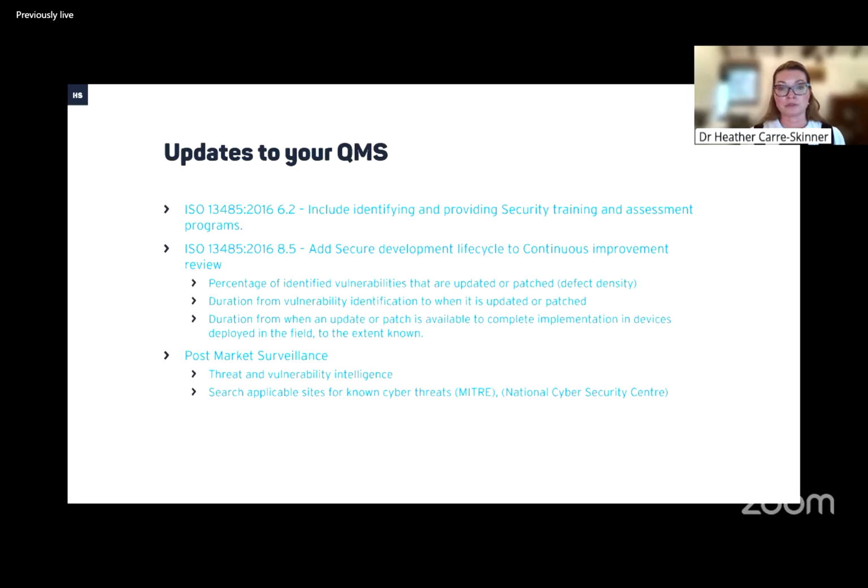Adding secure development into continuous improvement is a very good idea. So looking at the number of identified vulnerabilities that were updated or patched, looking at when the vulnerability was first identified until it was dealt with, and also thinking about the duration of when an update is available to actually implementing it in devices as well.